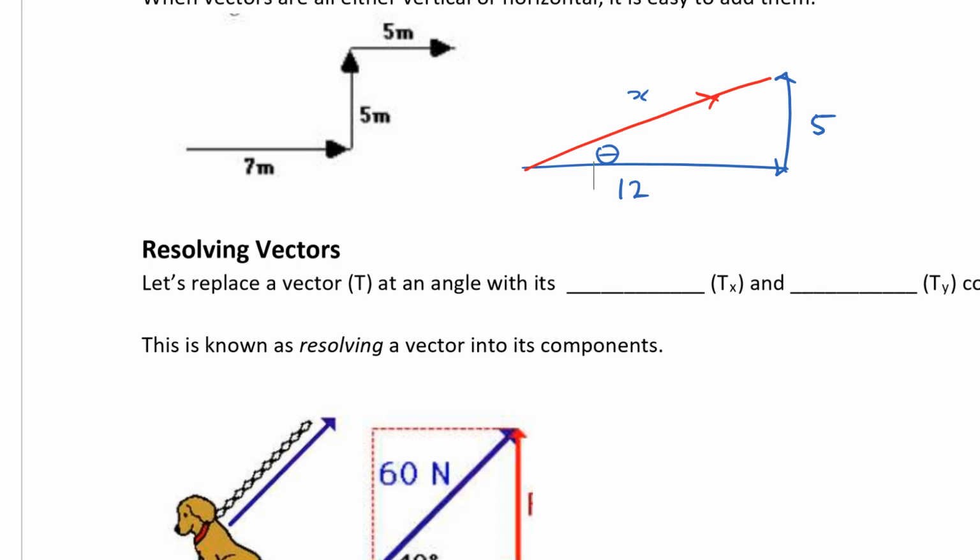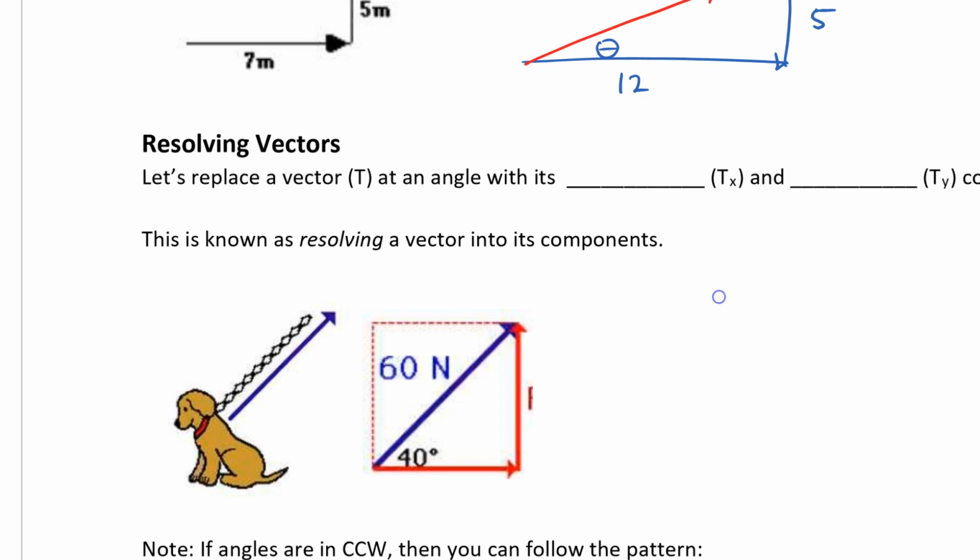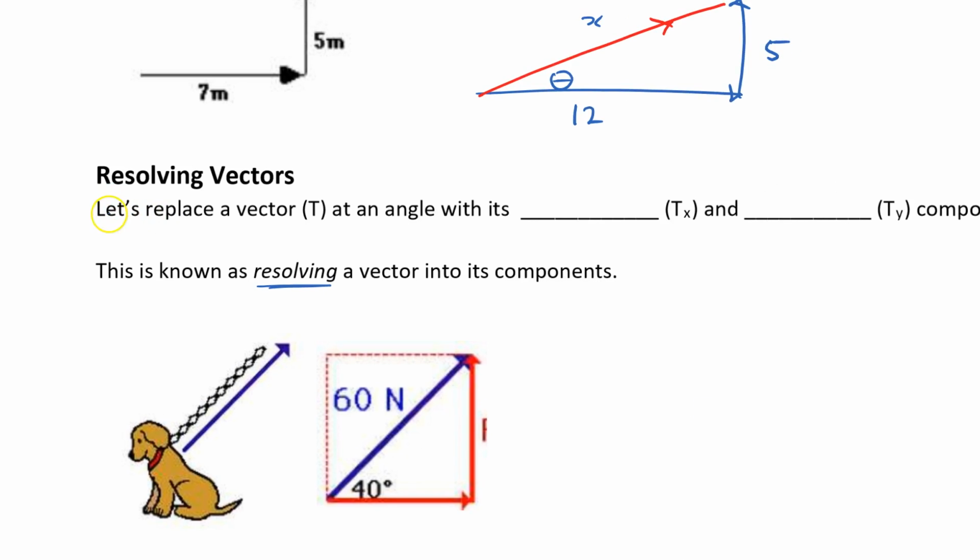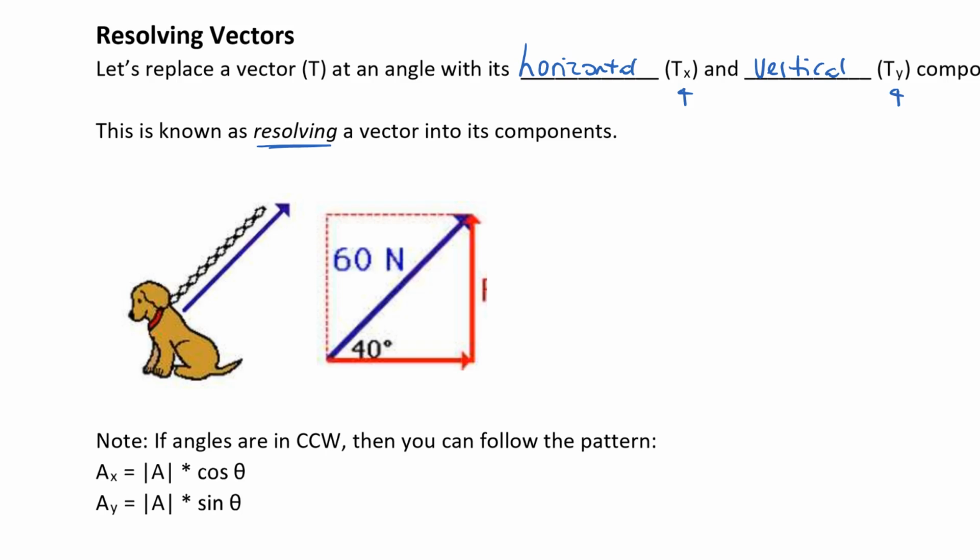So we're going to take some practice now, starting with an existing vector and resolving it into components. We use the verb resolving when we break things down into its components. So just an example of using that language. Let's replace a vector, in this case we're going to call it T, with its horizontal, and that would be the x direction, and vertical, that would be the y component. This is known as resolving a vector into its components.